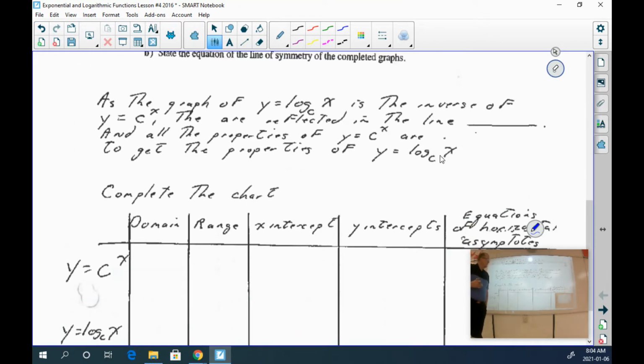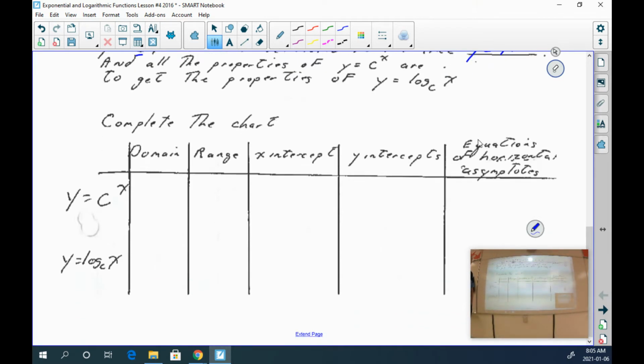Okay, so the graph of y is equal to log base c of x is the inverse of c to the x, where c is some value either between 0 and 1 or greater than 1. Again, we have no basis for negative. We don't define either exponents or logarithms with negative bases, nor with 0 or with 1. And it is reflected in the line y is equal to x, whatever c is. Just like every inverse, we're going to reflect it in that line.